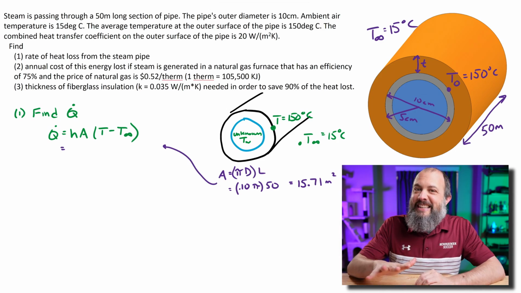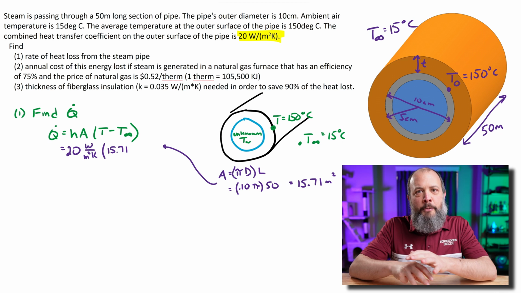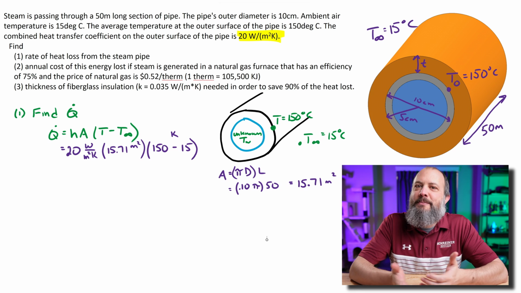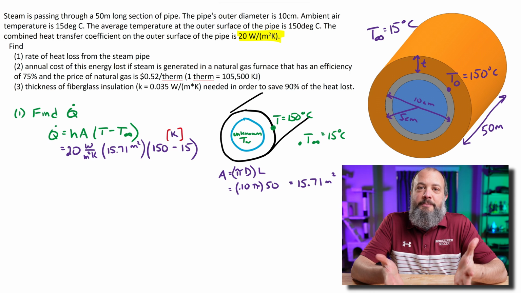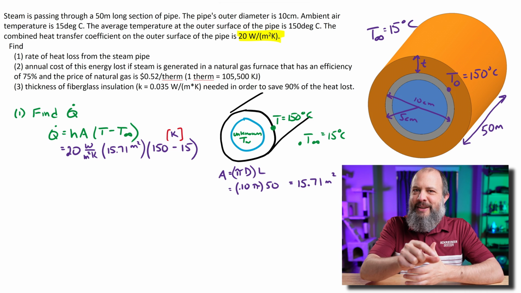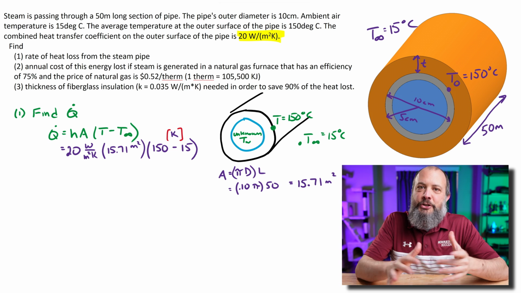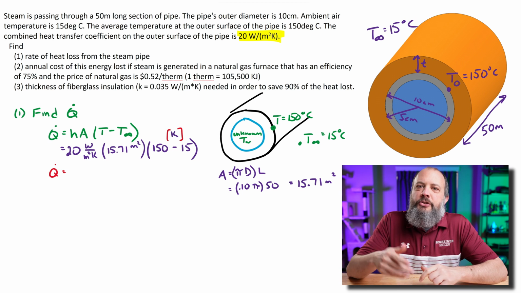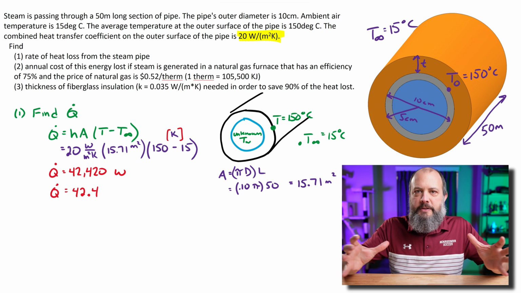Now, it is okay to leave your temperatures in Celsius when you're doing subtraction. If you're ever multiplying or dividing by a single temperature, you do need to be in Kelvin, but a difference in temperature can be Celsius because if you added 273 to both temperatures, it would just cancel itself out anyway. So it is okay to do a delta T in terms of Celsius temperature. All right, so plug everything in, 42.4 kilowatts, and that's the amount of heat being lost from this pipe to the ambient air.